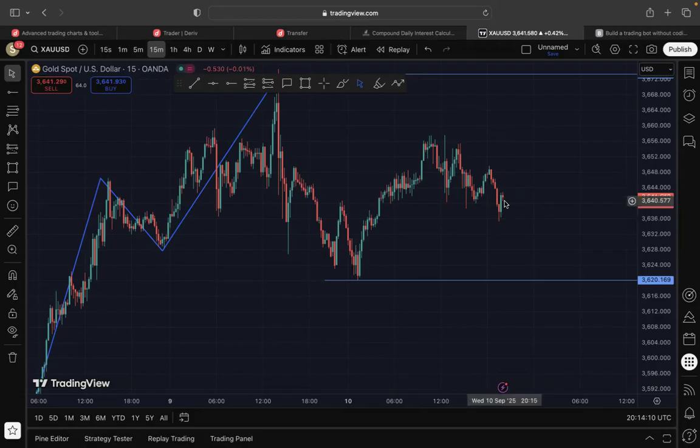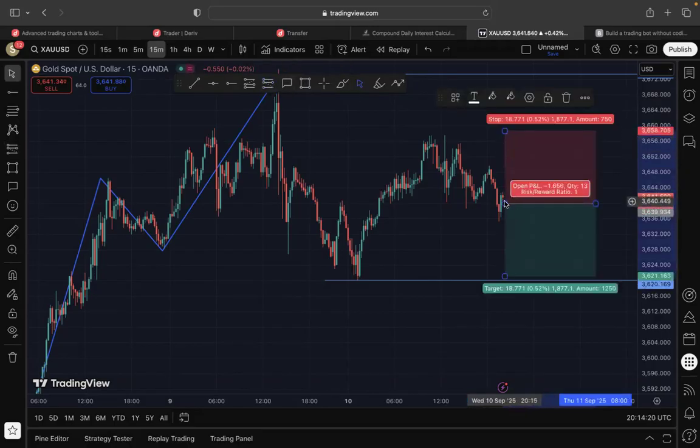So I'm probably going to have a very tight stop loss on gold here because gold is very, very volatile. So I'm probably going to do something like this. My entry is going to be somewhere around here. My stop loss is going to be, hold on.